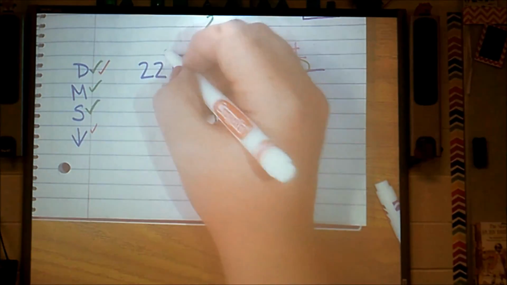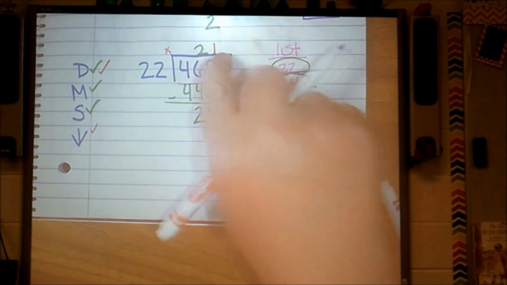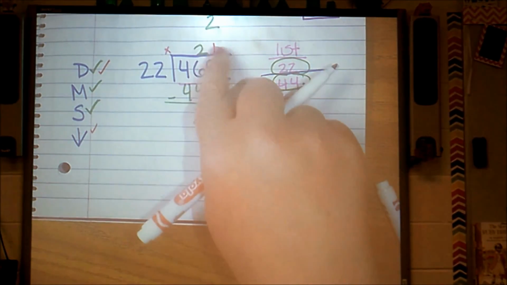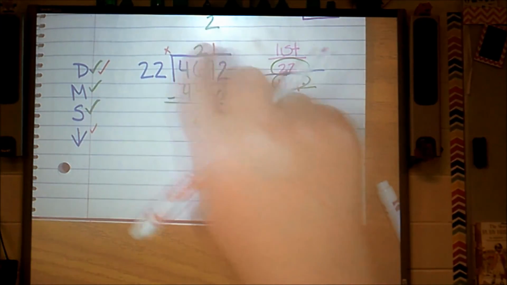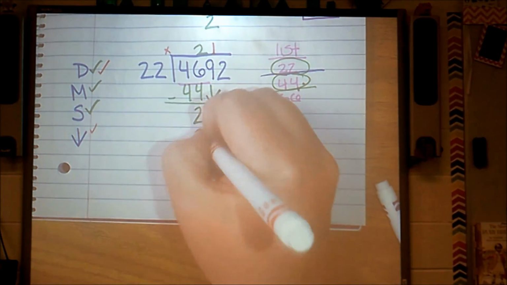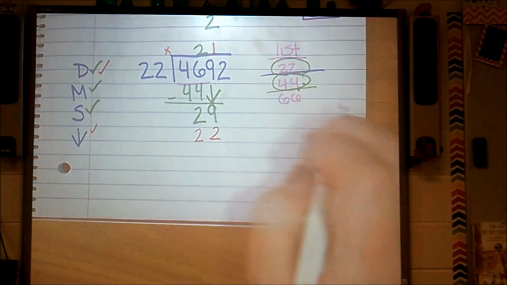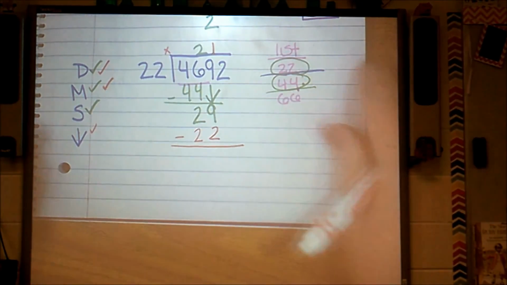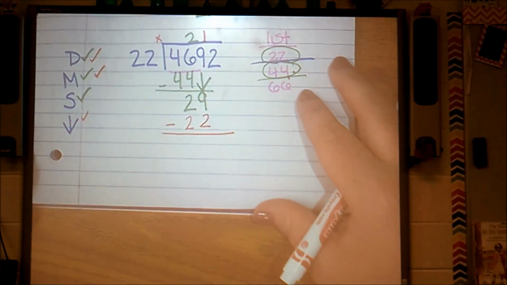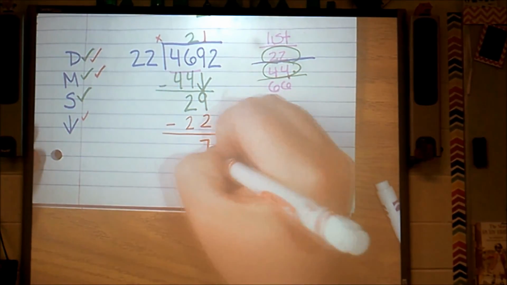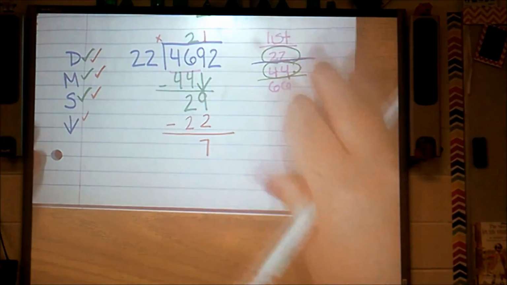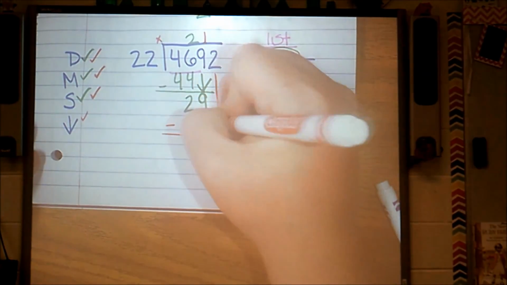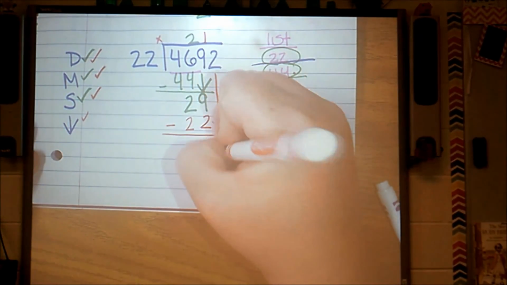1 times 22. Remember, just do the digit that we put up, not the entire thing. 1 times 22 is 22. Subtract 29 minus 22. 7. Bring down my digit under my cave.